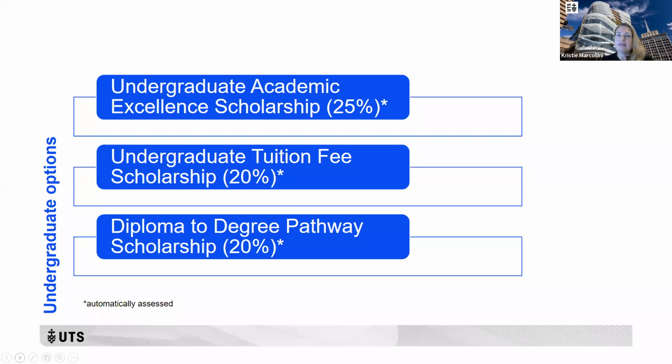UTS College does have some scholarships available for their diploma as well, and they range between 4,000 to 8,000 Australian dollars. All of these scholarships I've mentioned are automatically assessed, so you don't need to provide a scholarship application when you're applying to the university.